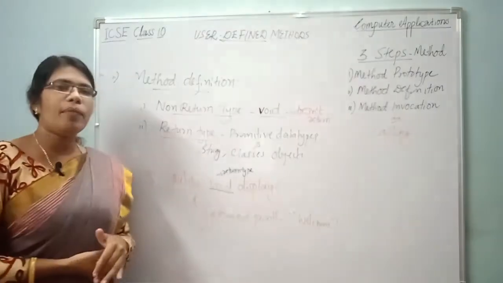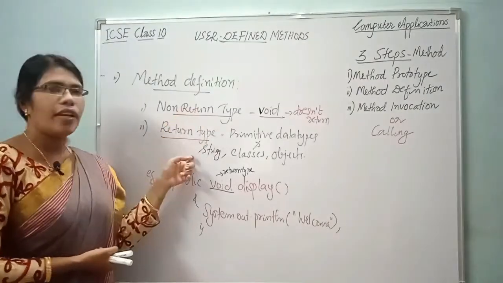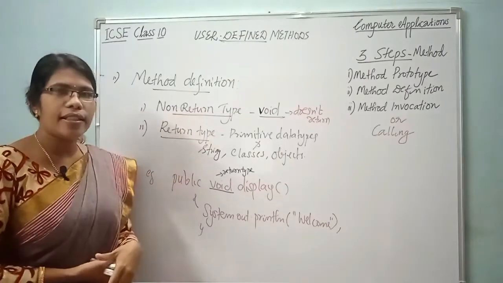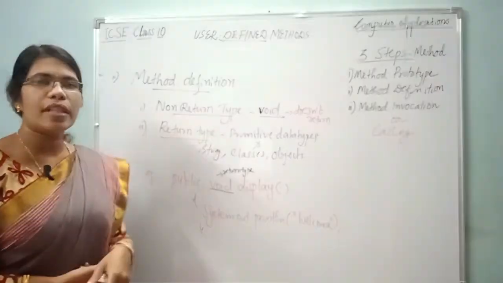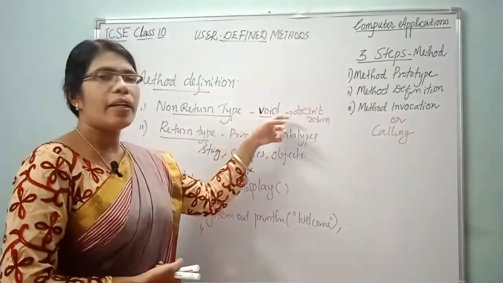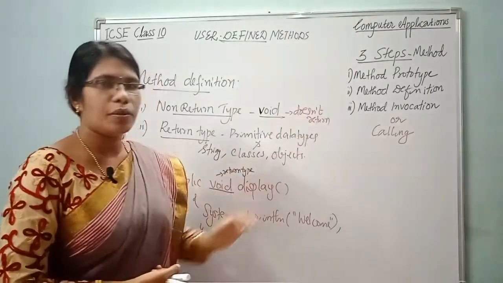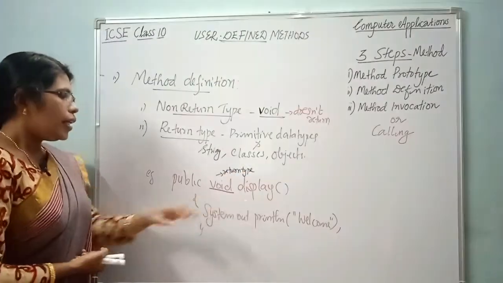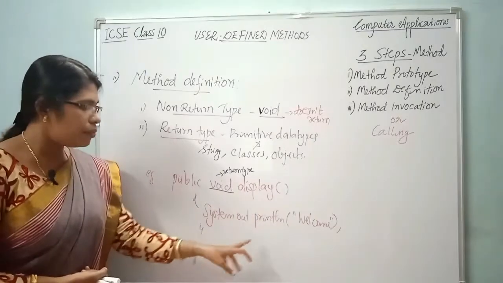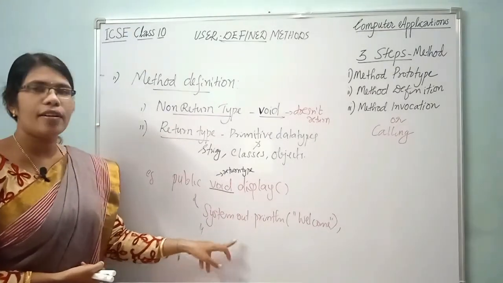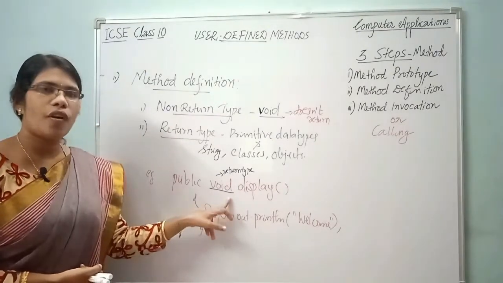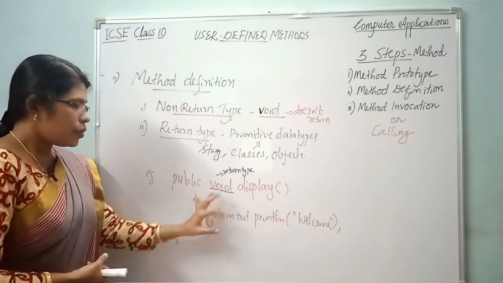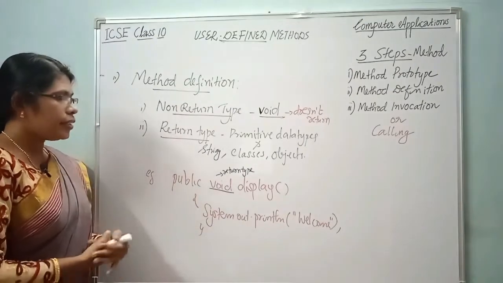So a method can be defined in either way. The first one is non-return type. In non-return type, we use the keyword void. Void means it doesn't return any value to the calling statement. It doesn't return any value from this method definition. That is the use of the void keyword. So this is an example for void.